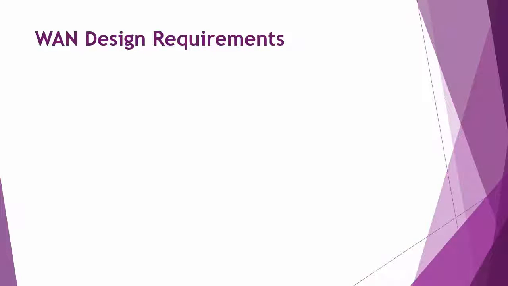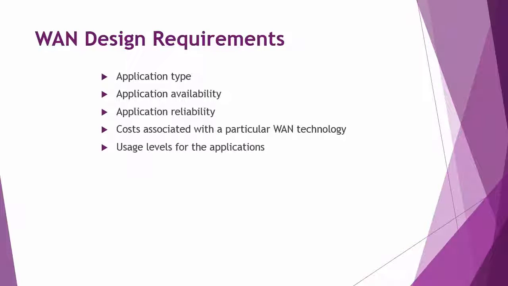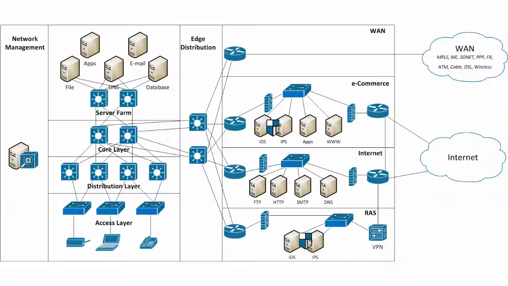WAN technologies design requirements are typically derived from the following: application type, application availability, application reliability, the costs associated with a particular WAN technology, and usage levels for the application. All of these will dictate what type of WAN technology you're going to want to use.